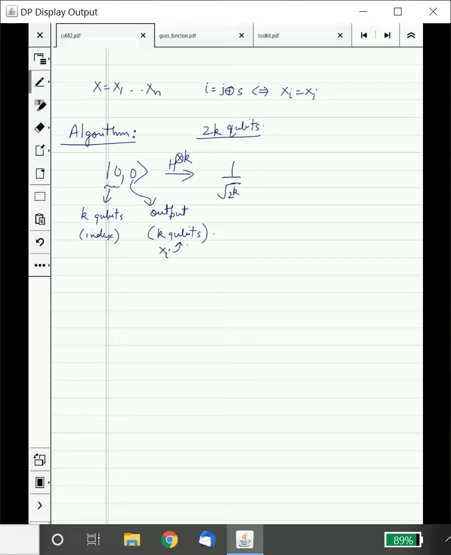This will give me 1 over square root k, summation over j, where j goes from 0 to k minus 1. This is the step which we have done 1000 times, even in Deutsch-Jozsa: getting equal superposition over all the indices. And then we query the oracle. This should tell us the function value, or the xj's as we noticed it.